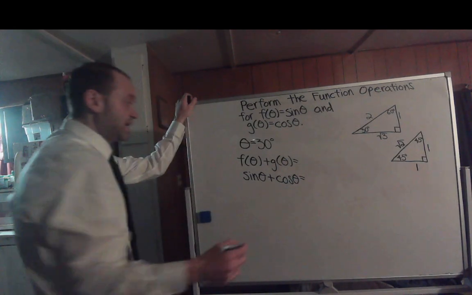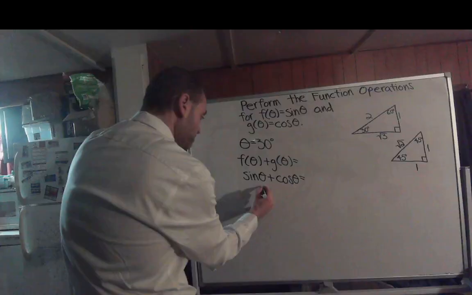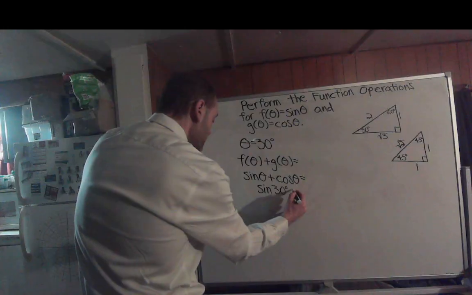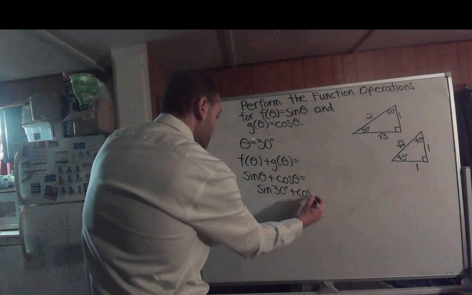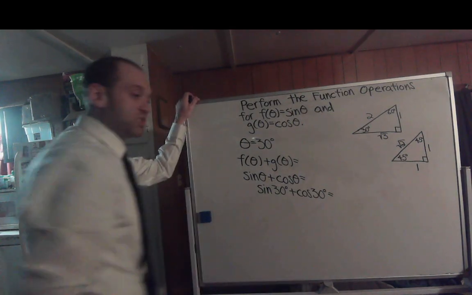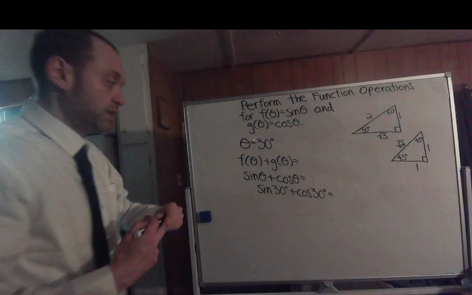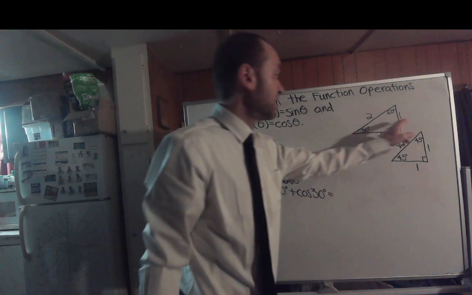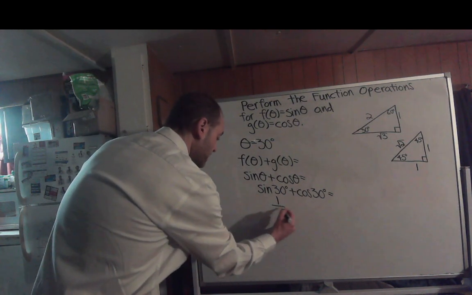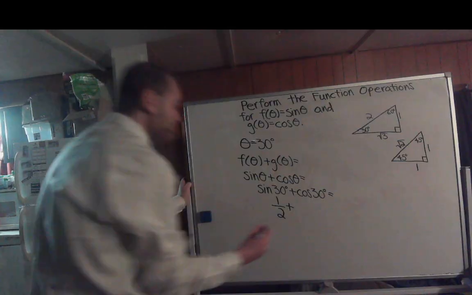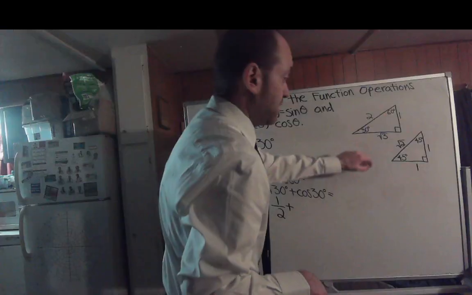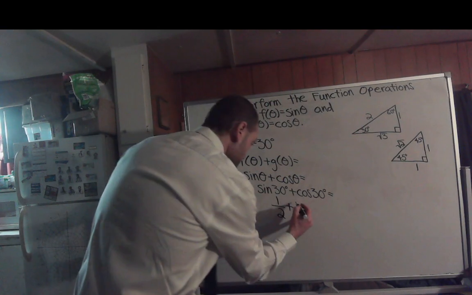which in this case, theta's 30 degrees, so this would be the sine of 30 degrees plus the cosine of 30 degrees, which now it's just a matter of finding these values and plugging them in. So the sine of 30 is 1 over 2, so that would be the same as 1/2 plus, then you have the cosine of 30, which would be the square root of 3 over 2.